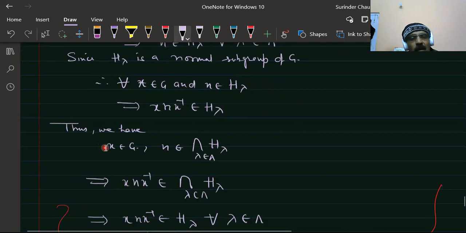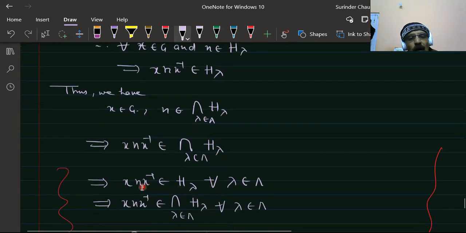Thus we have x belongs to G and n belongs to the intersection of H lambda, lambda belongs to capital Lambda. This implies x n x inverse belongs to H lambda for every lambda. So if it belongs to each H lambda, then it belongs to the intersection of the H lambda. So x n x inverse belongs to N, which implies the intersection of normal subgroups is a normal subgroup.